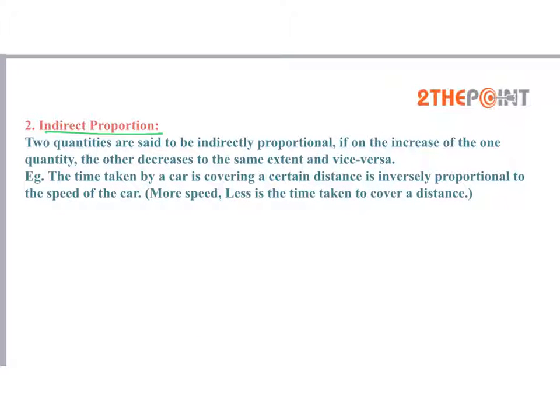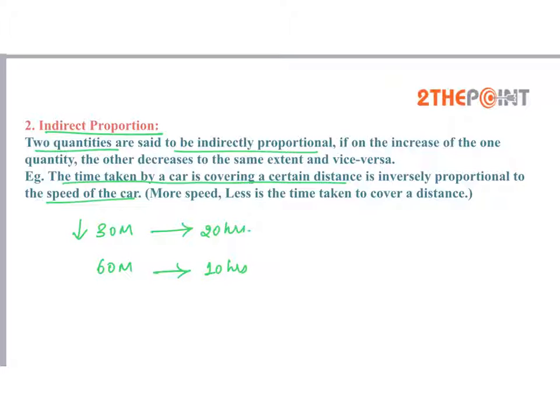Next is indirect proportion. If two quantities are said to be indirectly proportional, if one quantity increases, the other quantity decreases and vice versa. For example, the time taken by a car in covering a certain distance is inversely proportional to the speed of the car. For better understanding, let's take another example. Think 30 men are doing a certain work in 20 hours, and if 60 men work, it takes 10 hours to complete the work. Here, fewer the men, more the time, and more the men, less the time. This is called indirect proportion.